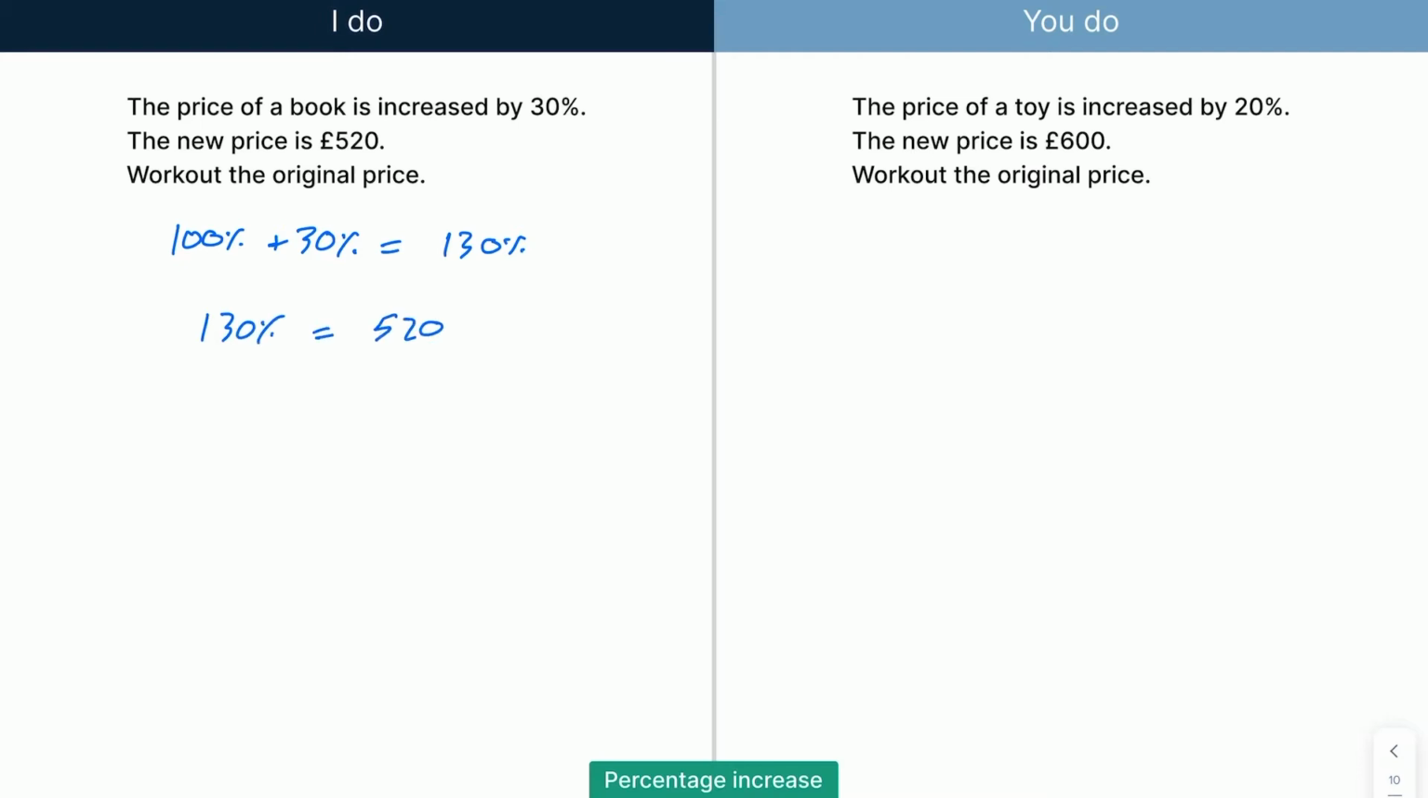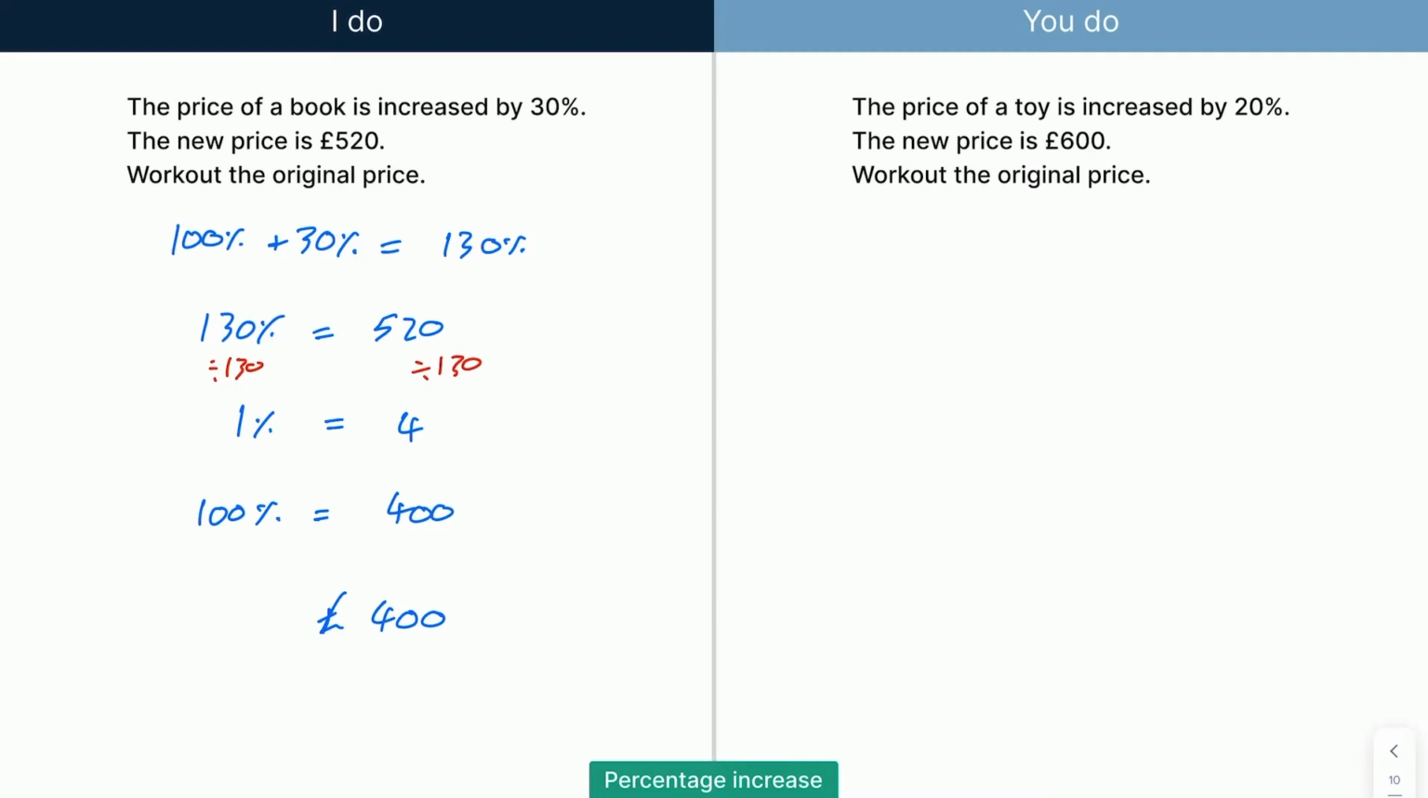And again, it's the exact same maths. We want to try to get back to 100%. So the easiest way to do that is find 1%, and then find 100%. Now to get to 1% from 130, you're going to divide this side by 130. So we do the exact same here. We divide this side by 130. So if I do 520, divide that by 130, I get 4. And then I times each side by 100. That gives me 400, which means the original price of the book was 400, and then it got increased by 30%.